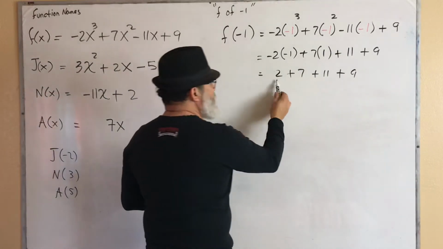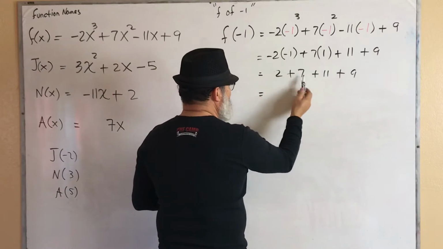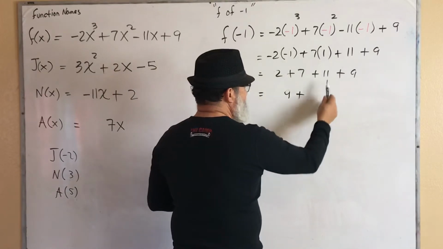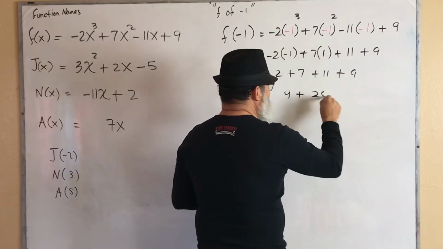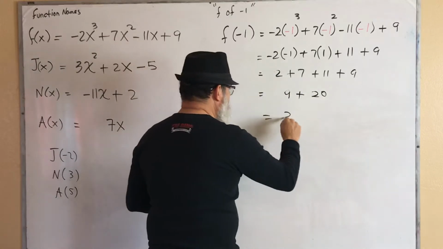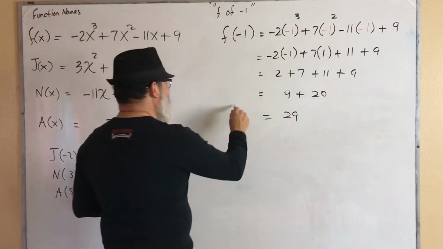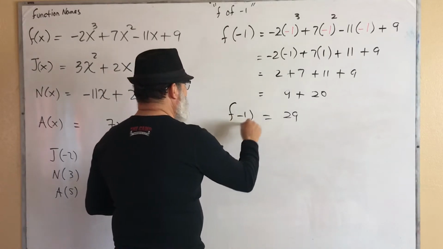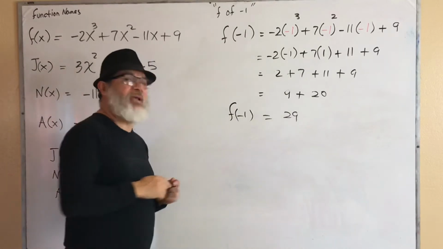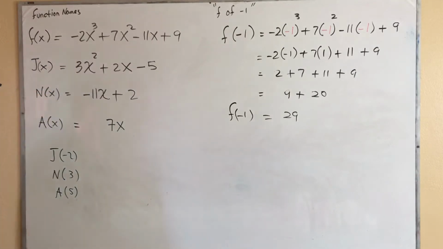I'm going to add those two. 2 plus 7 is 9. 11 plus 9 is 20. The answer is 29. So therefore, f of -1 equals 29. There it is.